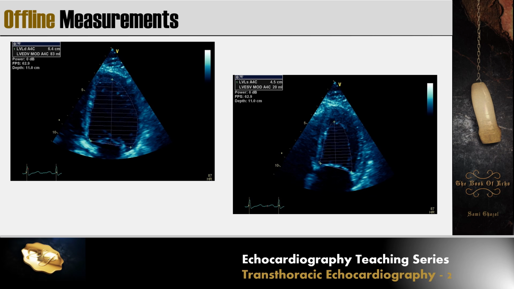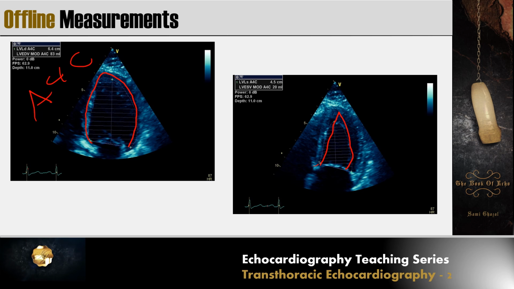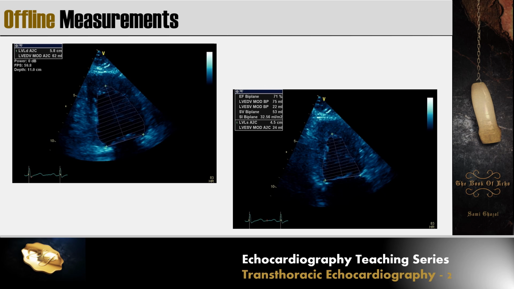In order to minimize the scanning time and the discomfort of the patient, sometimes we can defer some of the measurements to be done after you finish the study, and we call them offline measurements. I will go into great detail of these measurements in coming videos, but for now this is apical four-chamber, and we trace the LV here in diastole and in systole to get the volumes and the ejection fraction. We repeat the same thing in apical two-chamber view.